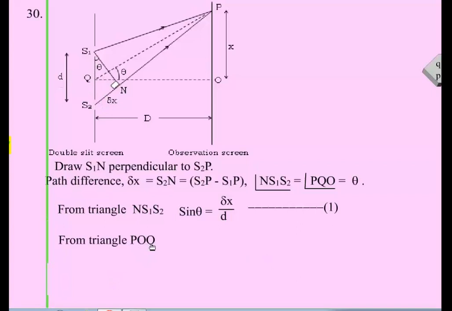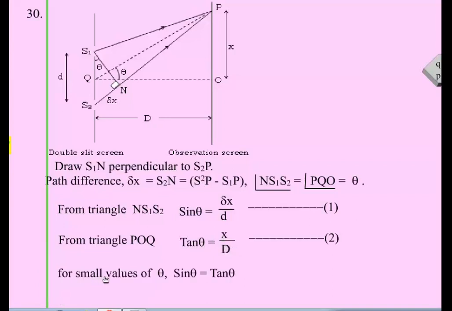And from triangle POQ, this right angle triangle, here let us take tan theta, because opposite and adjacent we know. Opposite is x, adjacent is D. So here tan theta is equal to x by D. Take this as equation 2.